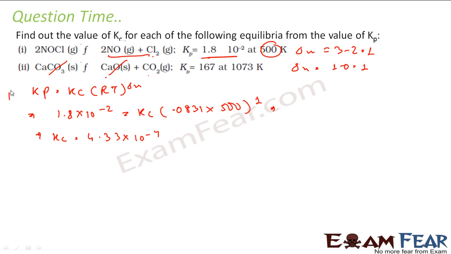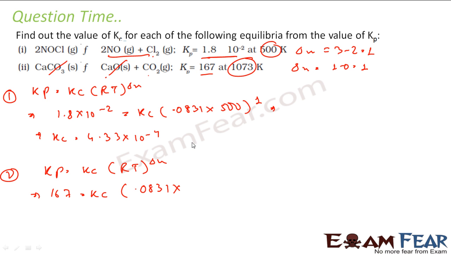Let's take the second one. Same thing, Kp is equal to Kc (RT) to the power delta n. Kp is 167, Kc is what we have to find. R is 0.0831, T is 1073 Kelvin, and delta n is 1. So you solve this, you get Kc as 1.88, and that is my answer. Since Kp didn't have any unit, I didn't give any unit to Kc also.